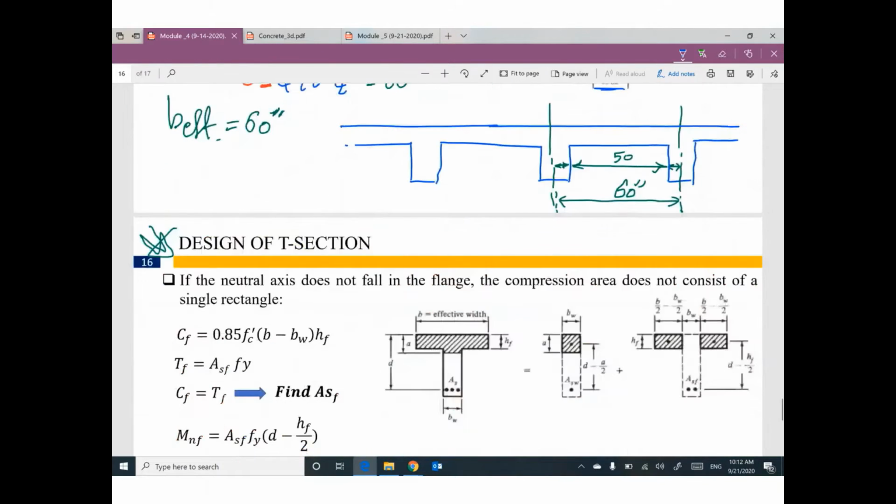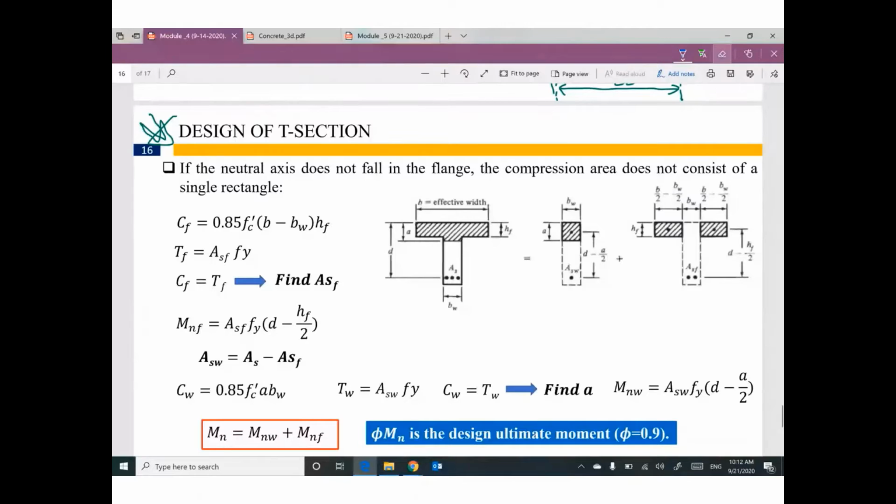Second case, the neutral axis out of the flange. So I'm going to divide this cross section. Remember, we have a steel reinforcement at the bottom. Area steel. We have part of the cross section at the top above the neutral axis under compression. So I'm gonna divide this cross section to 2 parts.